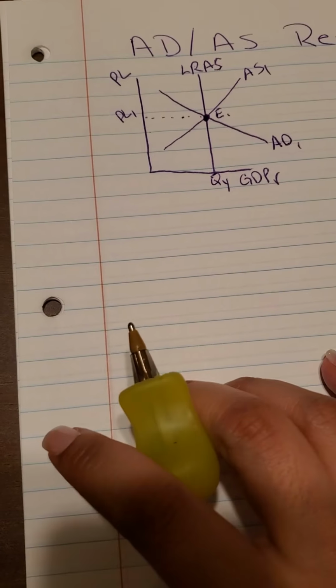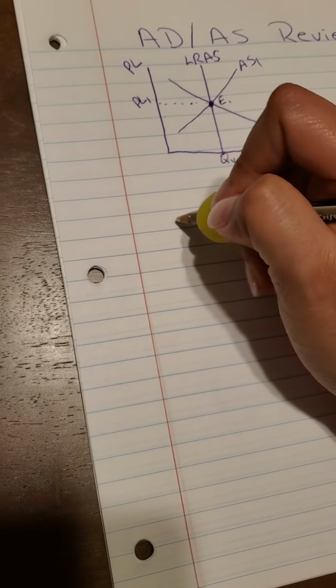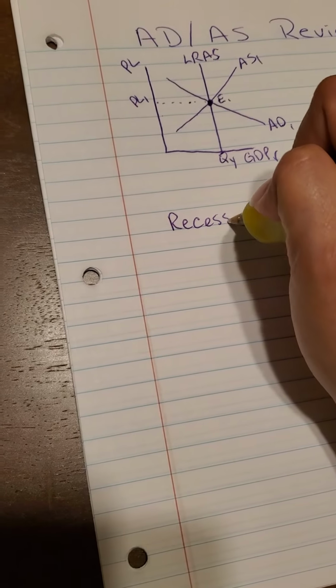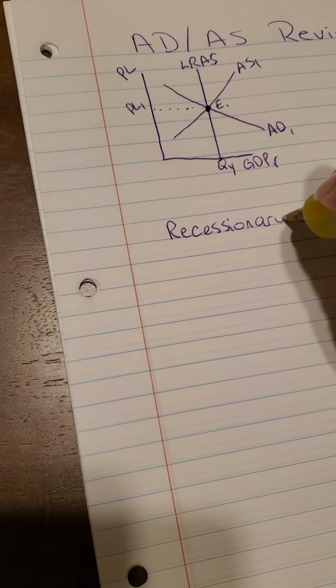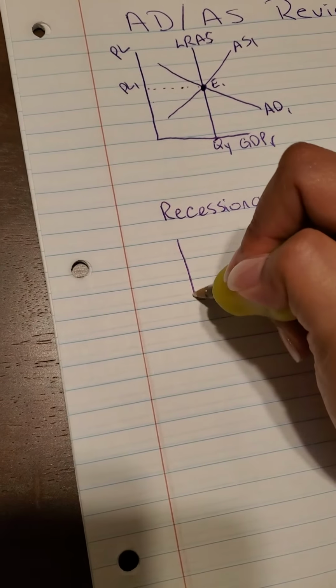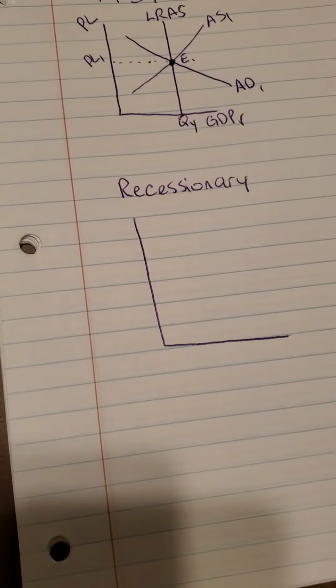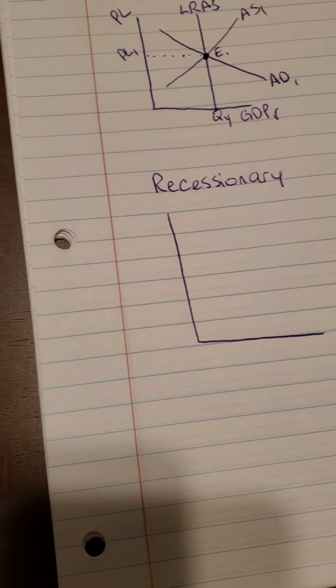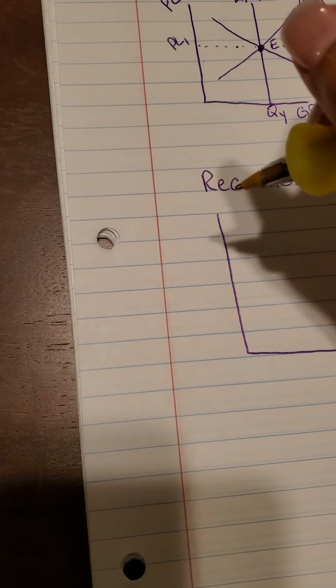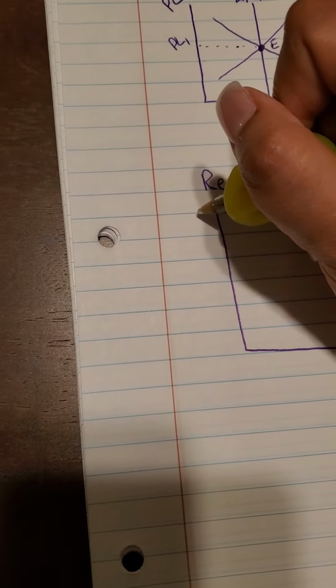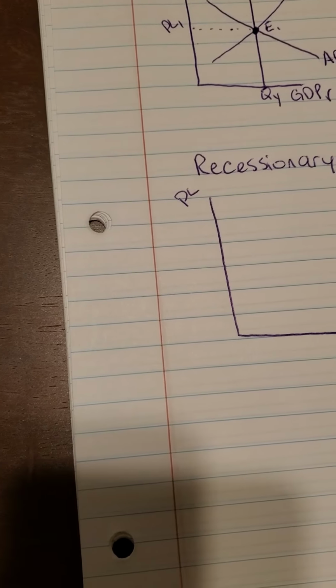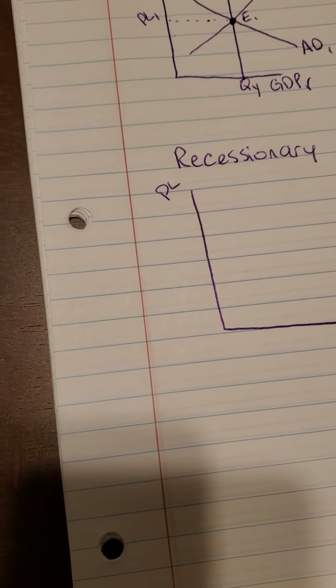Okay. Then we have a recessionary gap. When we're in a recessionary gap, remember that it means that our economy is not where it should be. We are not at full employment. We are what is called inefficient. So label the same graph again.